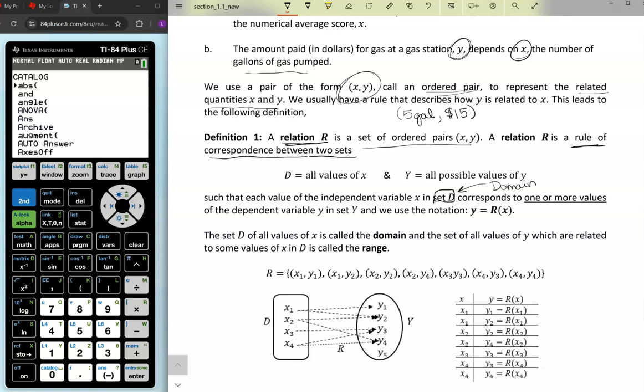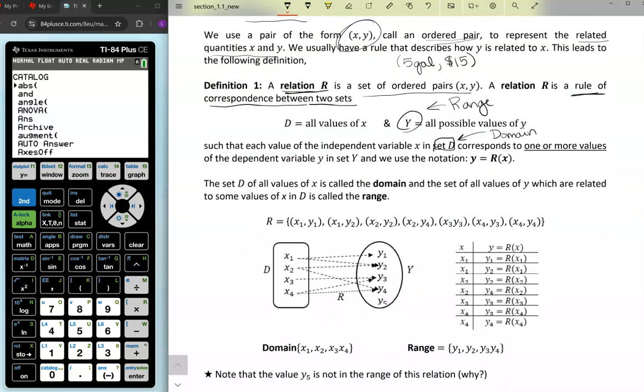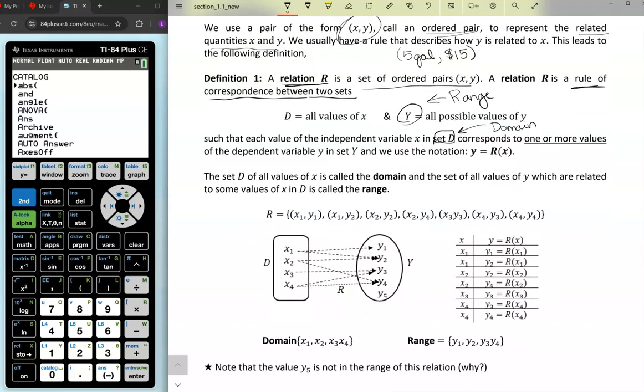And then we have dependent variables, which they do take different names at this point for this thing, but that set of all possible values of y, whatever letter you put there, that is called the range. So the range goes with the output, it connects to the y values, and the domain goes with input, connects with the x values.